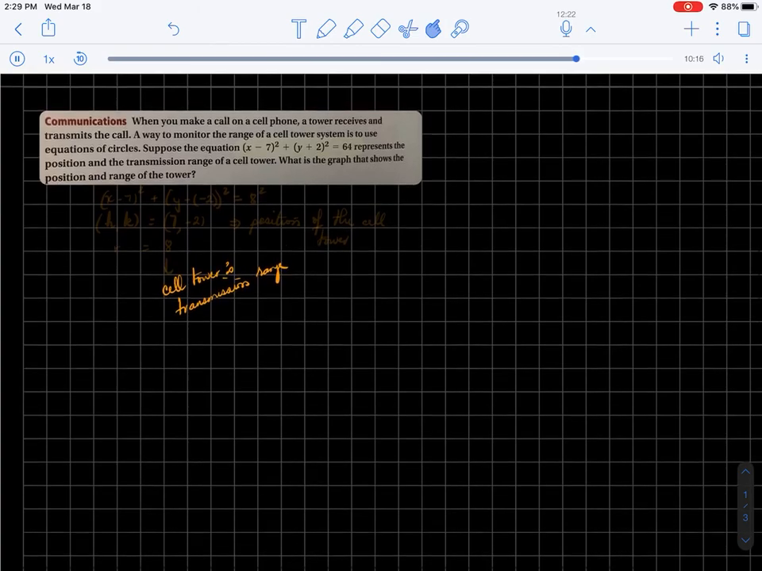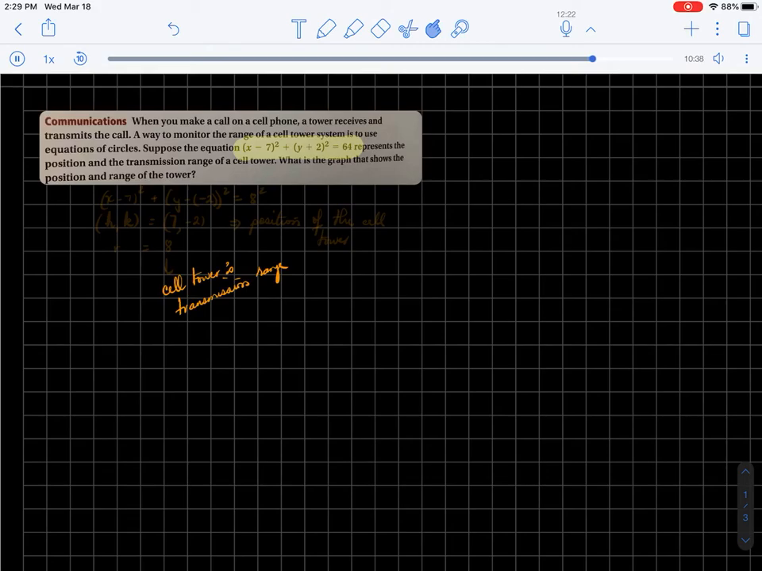Okay, for this question, this is the given equation. In this scenario, when you make a phone call on a cell phone, towers receive and transmit the call. A way to monitor a tower's range is to use the equation of a circle. Suppose they give you this, representing the position and transmission range of the tower.